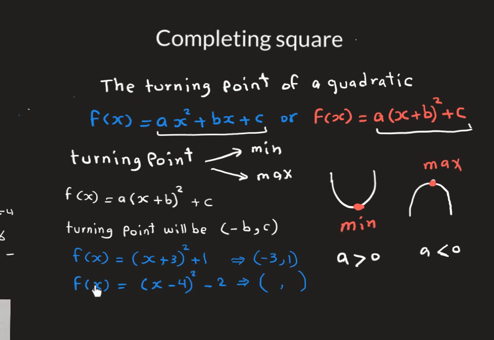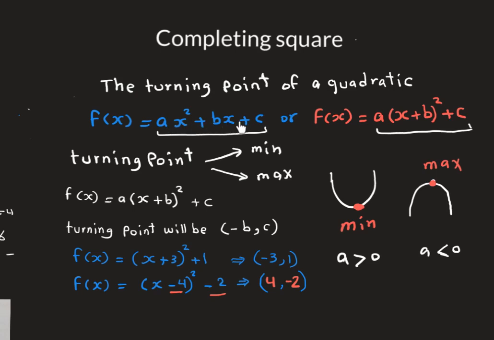Second one, f(x) equals (x minus 4) squared minus 2. Your turn. What is the turning point? Yes, turning point: change the inner, so you have 4, and keep the outer, so negative 2. 4 and negative 2.